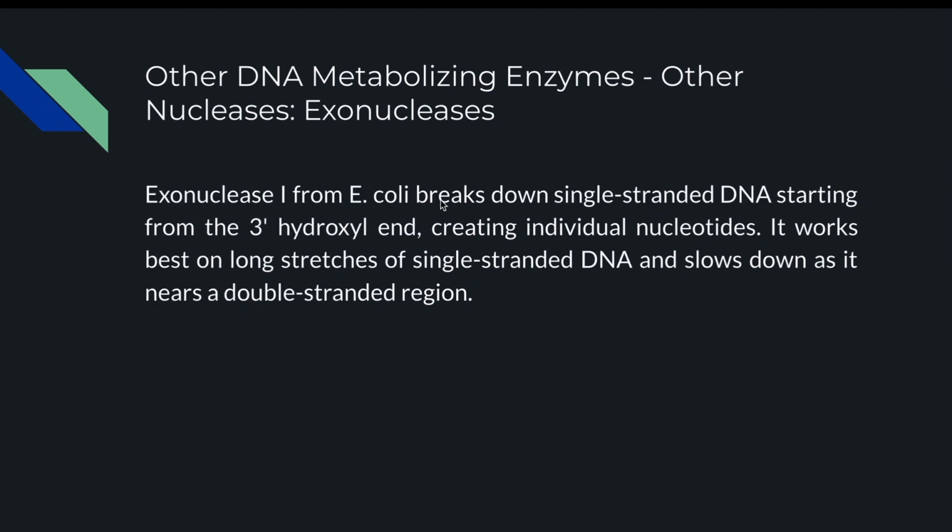Exonuclease 1 from E. coli breaks down single-stranded DNA starting from the 3' hydroxyl end, creating individual nucleotides. It works best on long stretches of single stranded DNA and slows down as it nears a double stranded region.